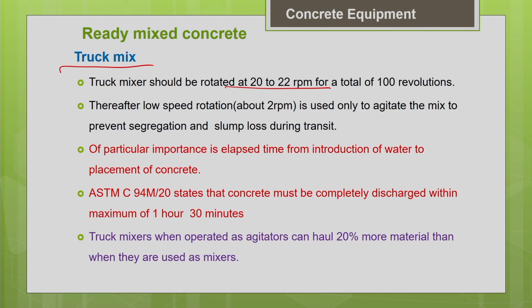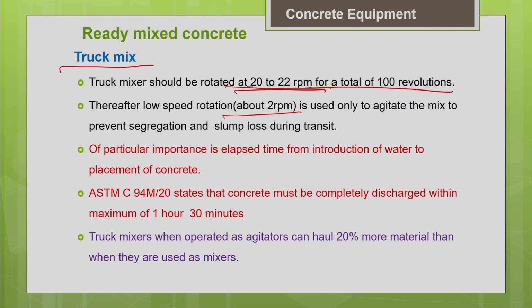Then only you can get the homogeneous mix, and you should rotate it for at least 100 revolutions at this particular speed. This will ensure homogeneous mixing of concrete. Okay. So, after this 100 revolutions, then you can rotate at a speed of only 2 RPM, that is just to agitate the concrete, so that you can prevent the slump loss and you can prevent the segregation.